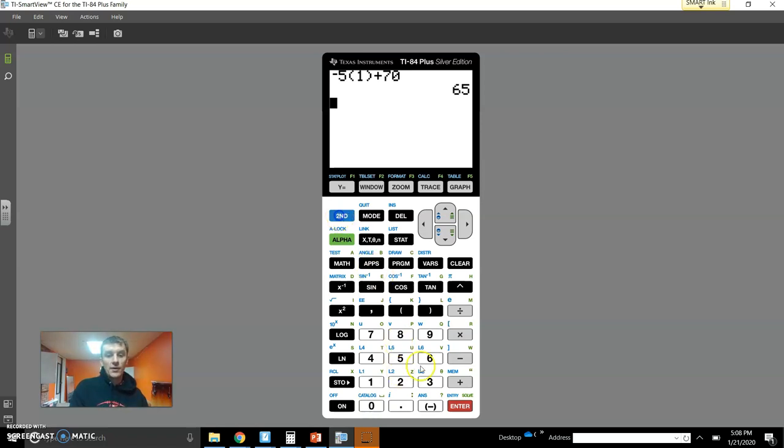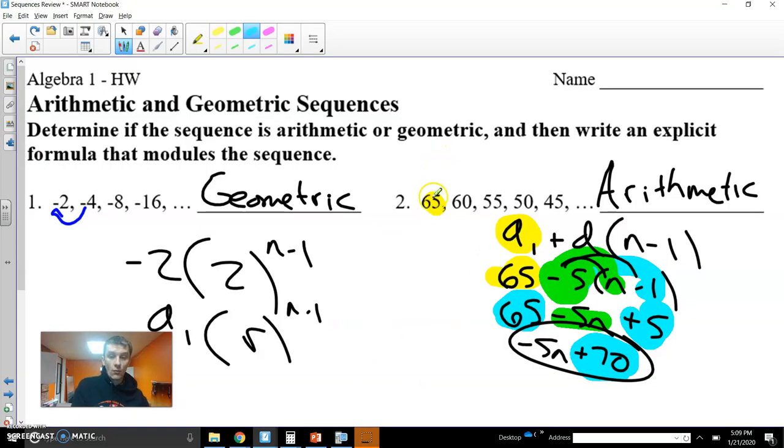And if you were to plug in, let's be crazy, let's plug in 4. Well, 4 should be the fourth number in the sequence. So it says it should be 50. 1, 2, 3, 4. See, 50 is in fact the fourth number. So my formula is working well.